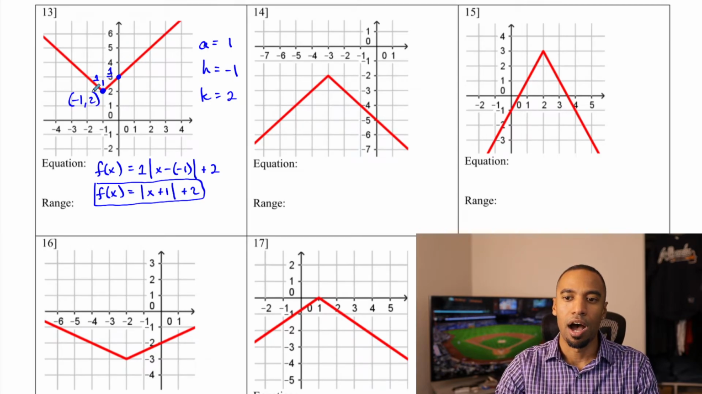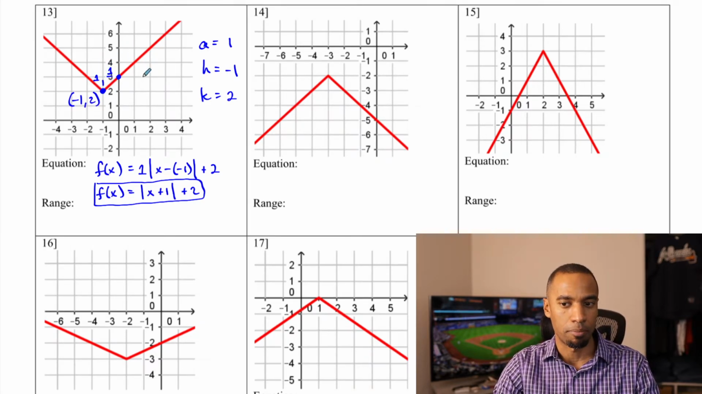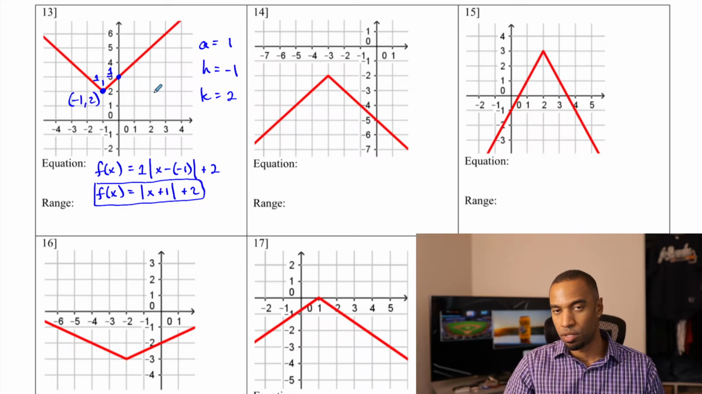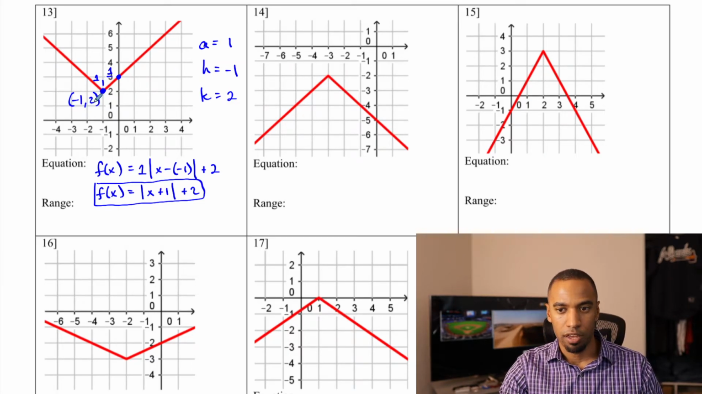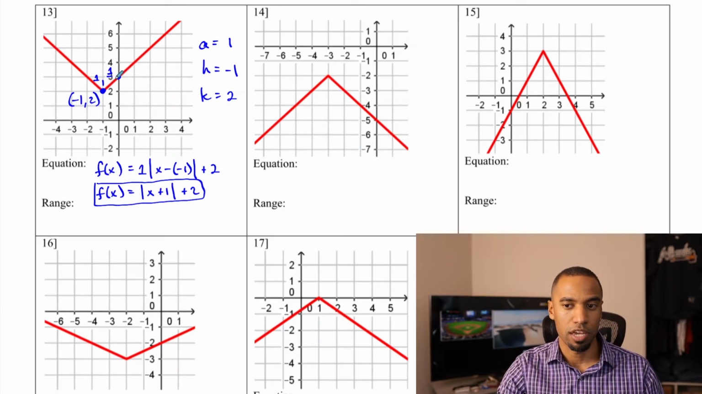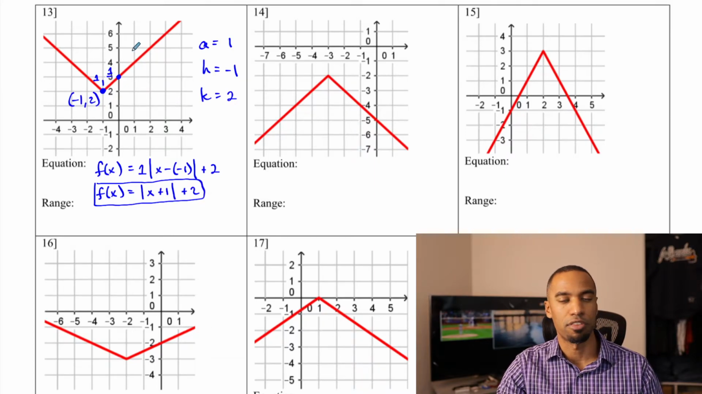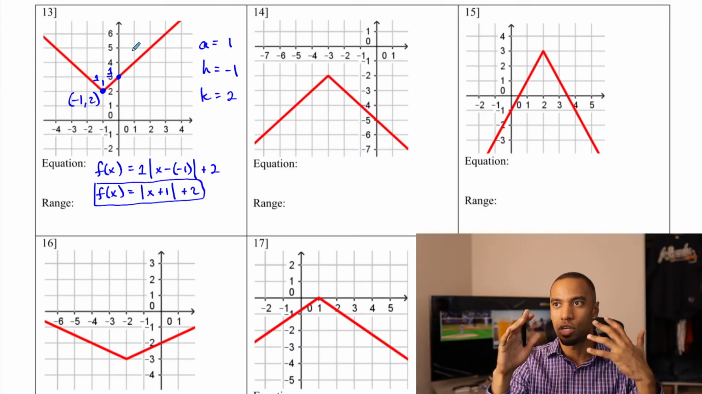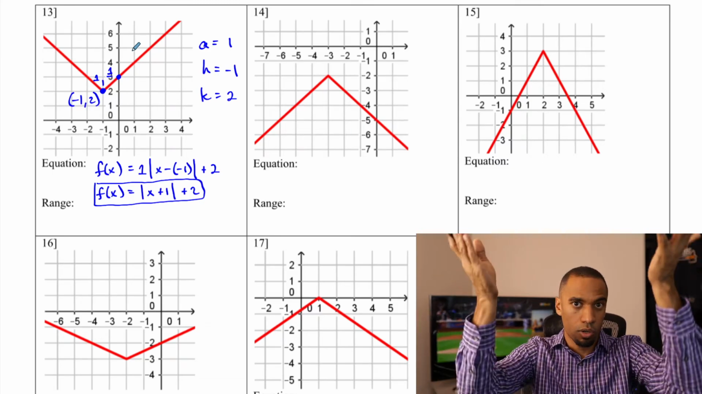All right, your range here. How far down does it go? How far up does it go? You are limited downward. The lowest value that you hit for y is 2. Every value that you hit for y above it, like 3, 4, 5, 6, everything in between and everything up forever, means that your y values are 2 and above.